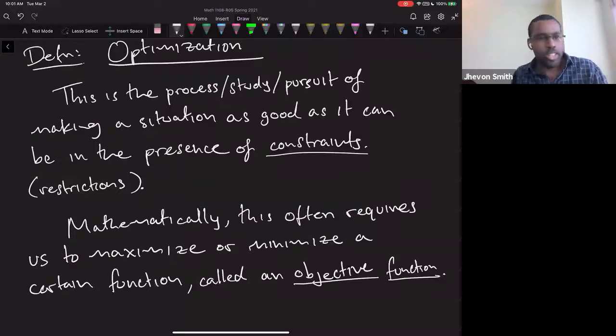I want my profit function to be maximized. I want my cost function to be minimized. Which means my revenue function needs to be maximized and my cost function needs to be minimized. There's going to be a situation where you can describe what you want in terms of making something as big as it can be, or making something as small as it can be. This is called maximizing and minimizing.